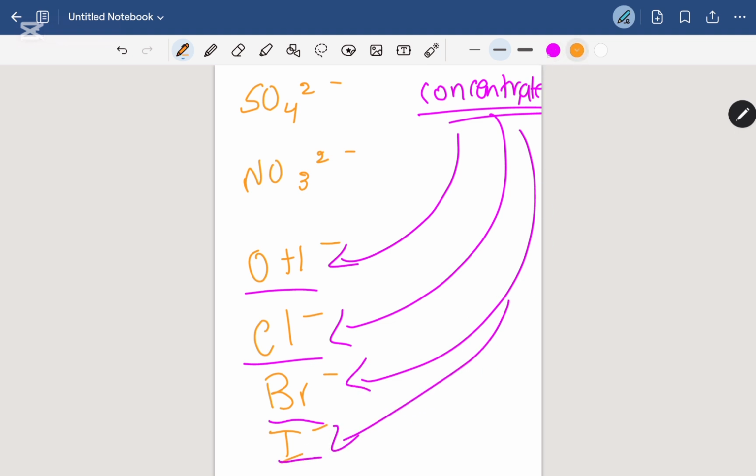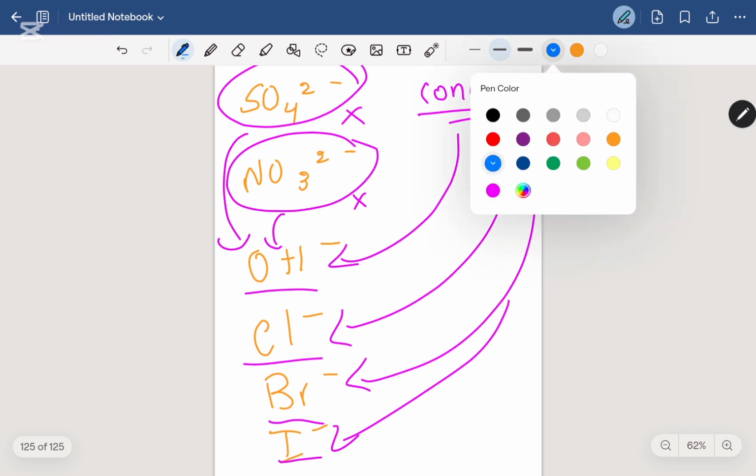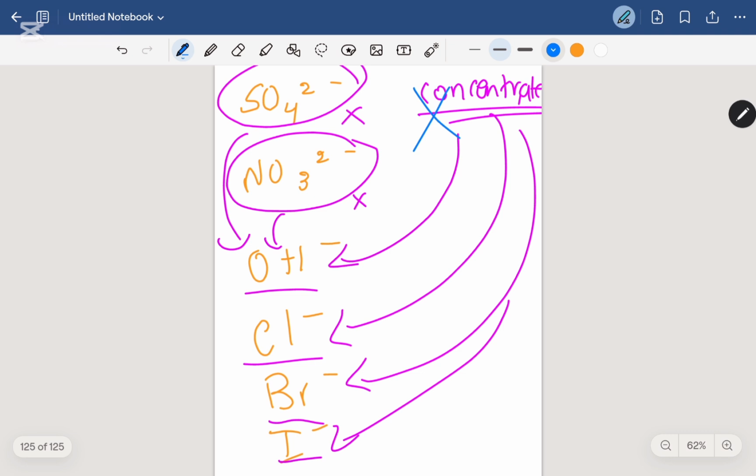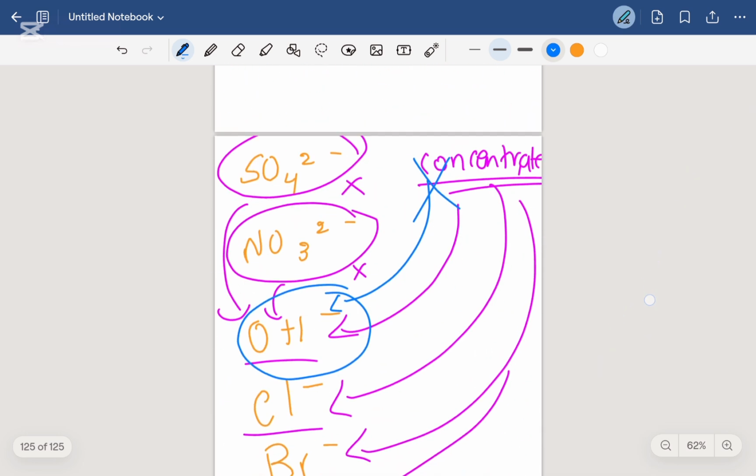However, if it is concentrated and we are dealing with NO3 minus and SO4 2 minus, they're not gonna discharge. Instead, OH minus is gonna discharge. However, if we are dealing with not concentrated, then the only thing that's gonna form is OH minus. So directly, you look at it, you see not concentrated, we know the only thing that's gonna form is OH minus.